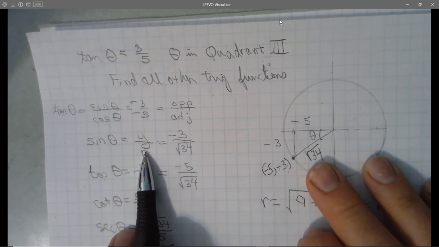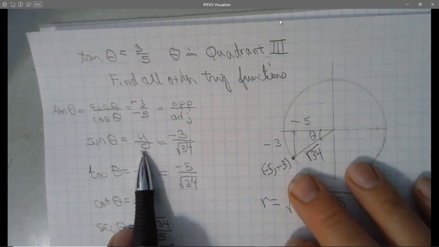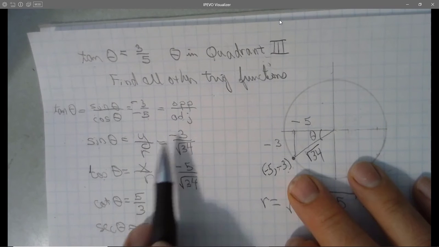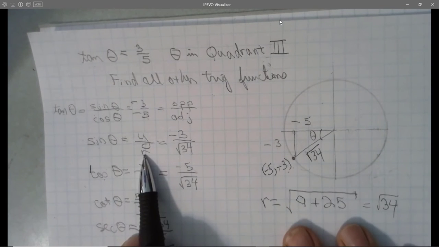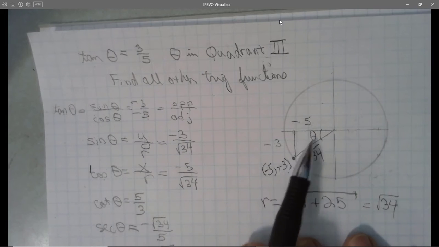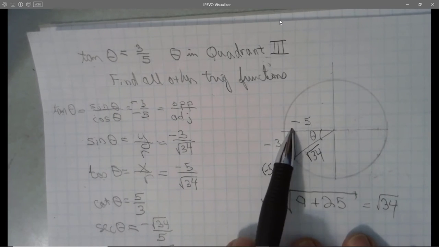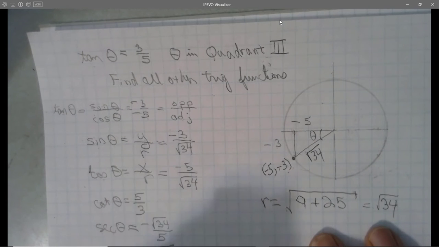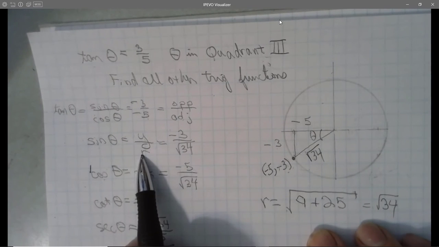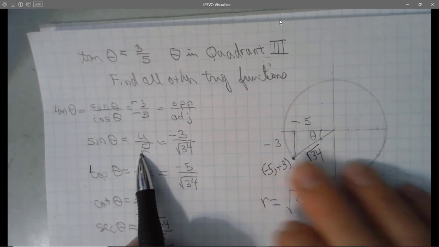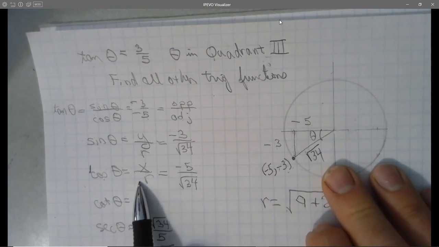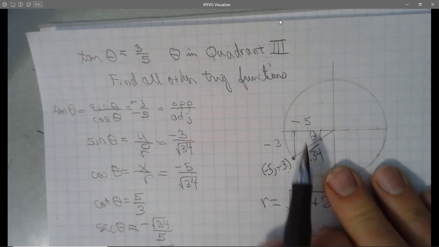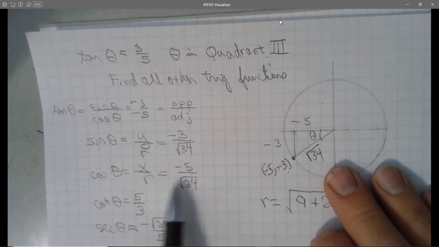What about the sine? Well, the sine is the y coordinate, which is -3 divided by the radius. Well, the radius we get by taking the square root of the sum of the squares of the y and the x coordinates. So 3 squared plus 5 squared, 9 plus 25, 34 is the sum, root 34 is the radius, and therefore the sine, y over the radius, is -3 divided by root 34. The cosine, on the other hand, is the adjacent, -5 over root 34.